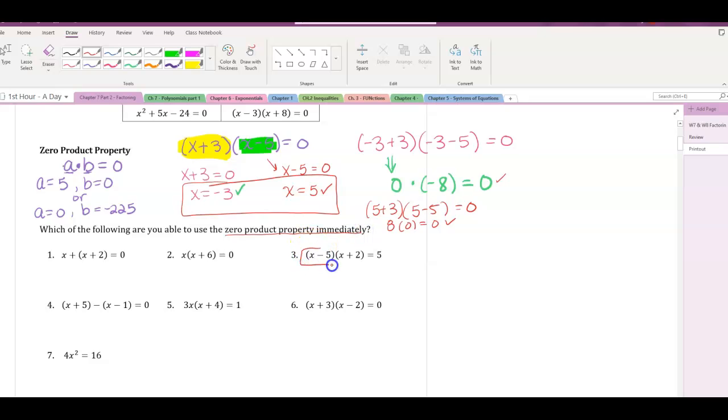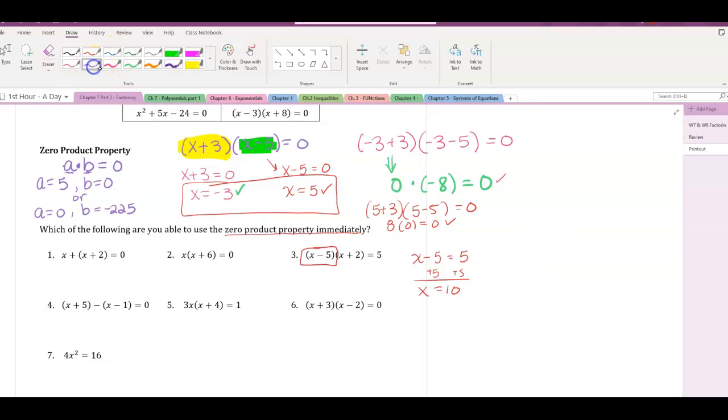Well, let's just say I do this. Let's say, okay, yeah, this works. All right, so I'm going to set x minus 5 equal to 5, and I'm going to set x plus 2 equal to 5, and I'm going to solve. When I add 5 here, I get 10.